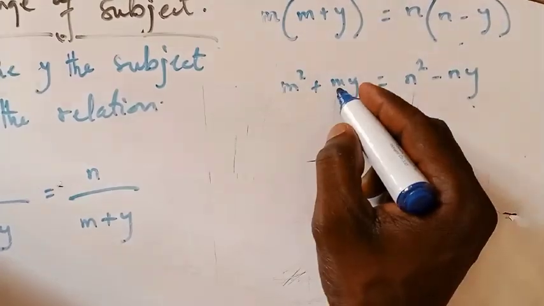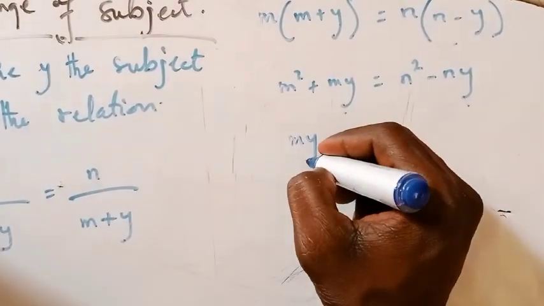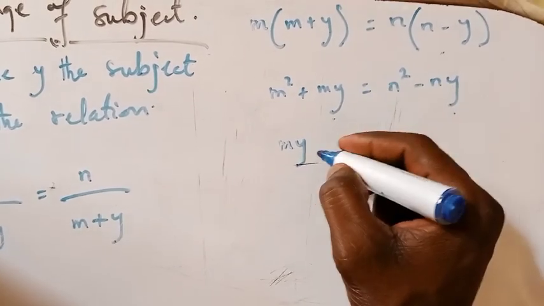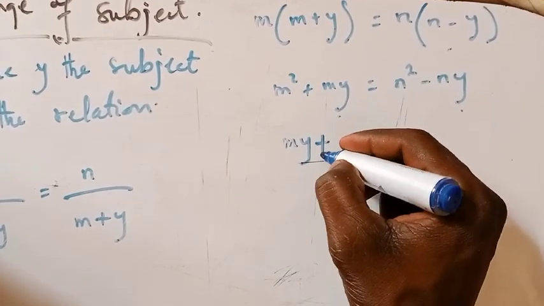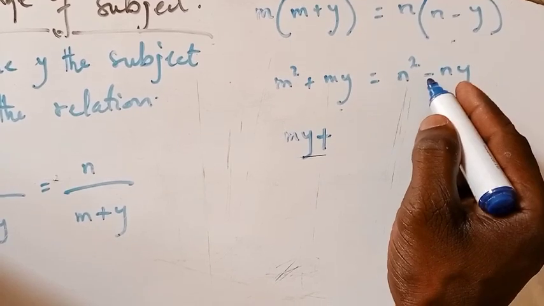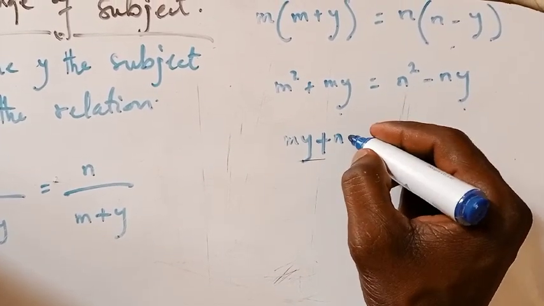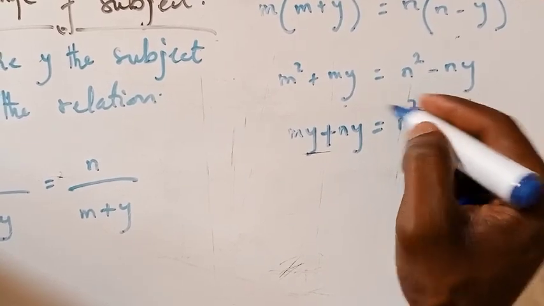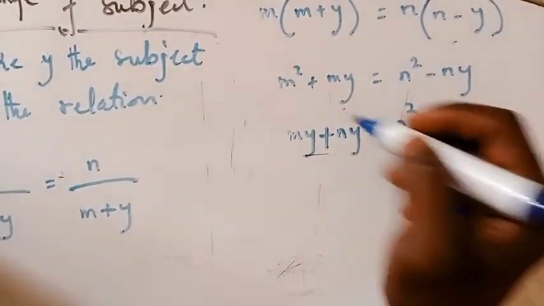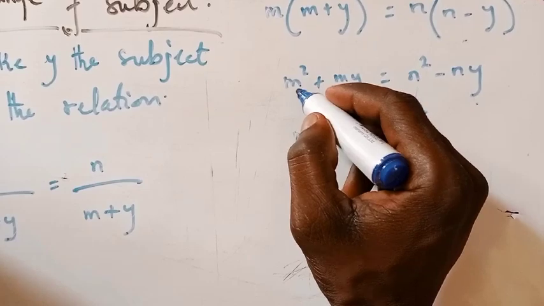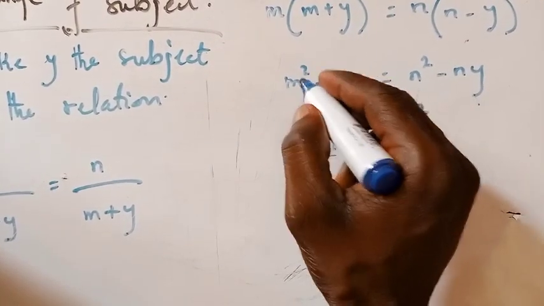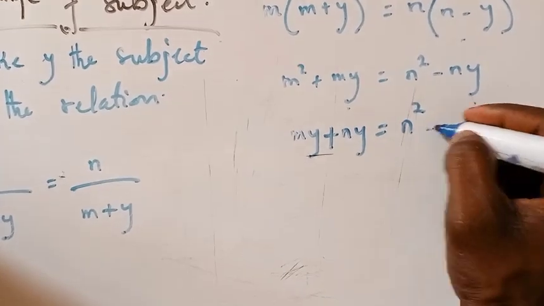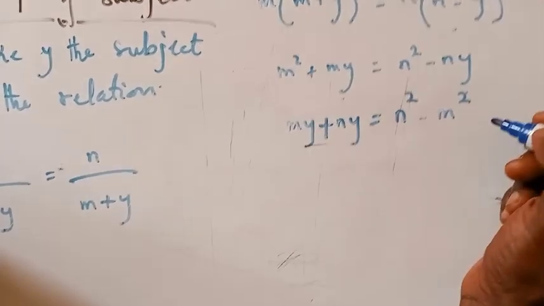So meaning that here we have my. So let's bring this minus ny to one side of the equation. That tends to be a positive, remember what I said earlier on, because of the negative sign here. So you have ny, and we are left with n squared here, and then this one has to move here. Here it is a positive, so moving to the other side, we are going to have a negative, right? So minus n squared. Is that okay?